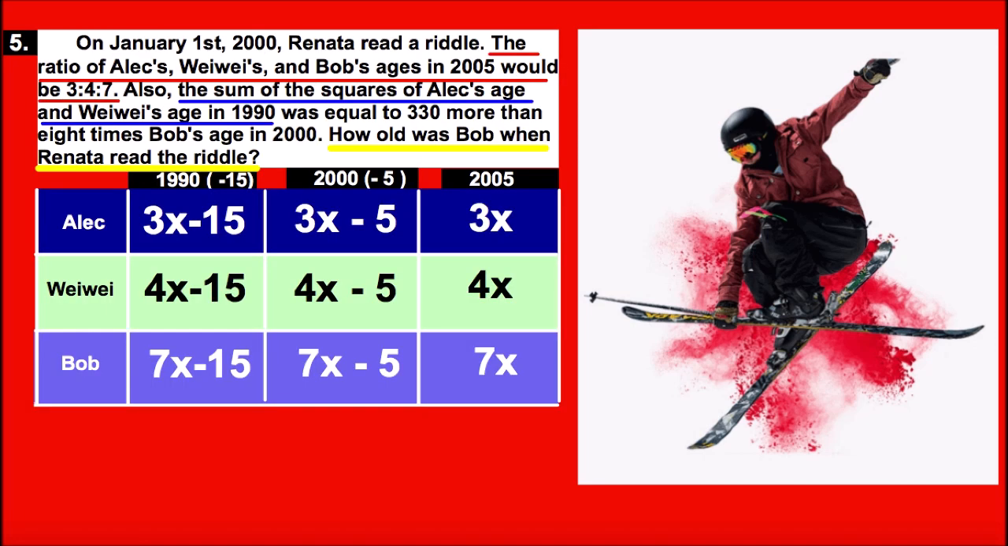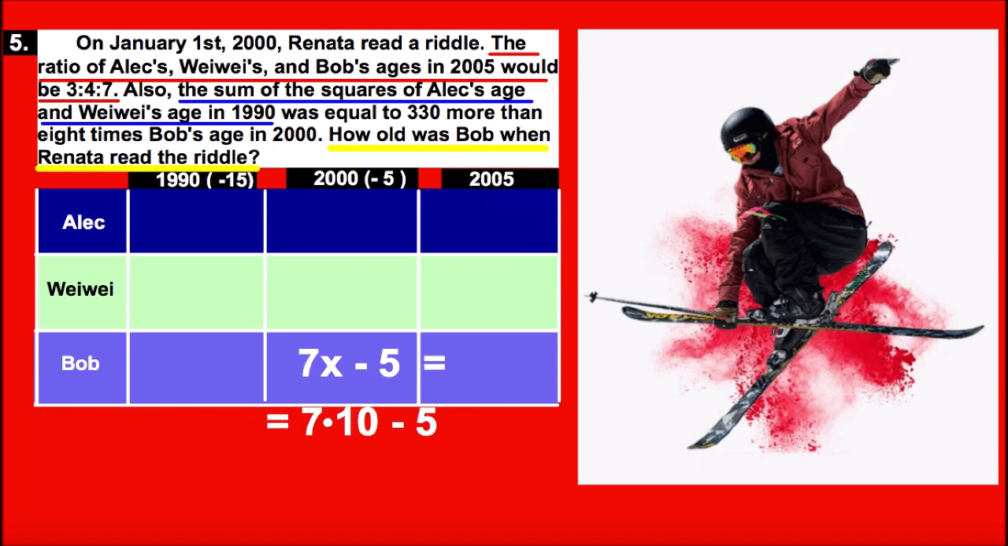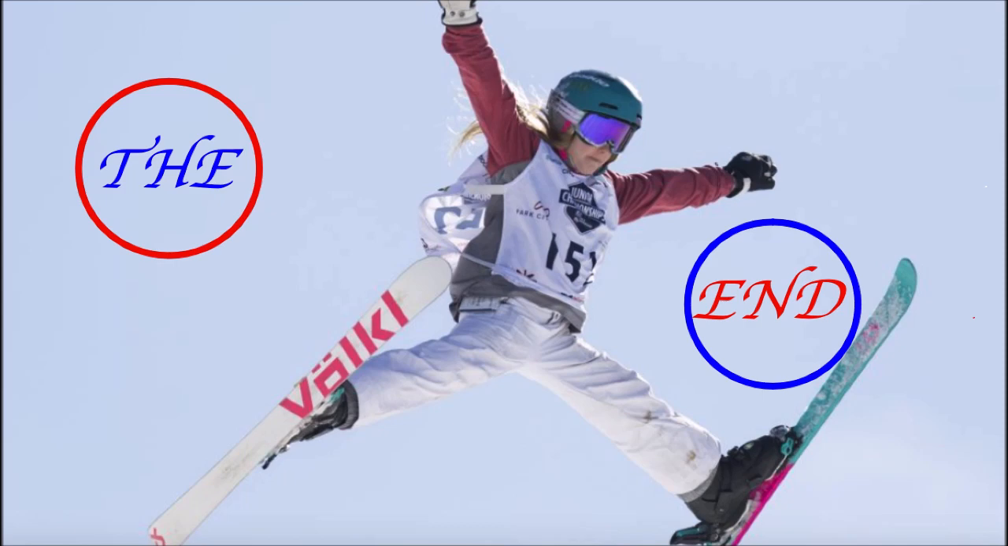The question asks how old was Bob when Renata read the riddle. Substitute x equals 10 into Bob's age in 2000. 7x minus 5 equals 7 times 10 minus 5, which equals 70 minus 5. Thus, the answer is Bob was 65 years old in 2000. The end.